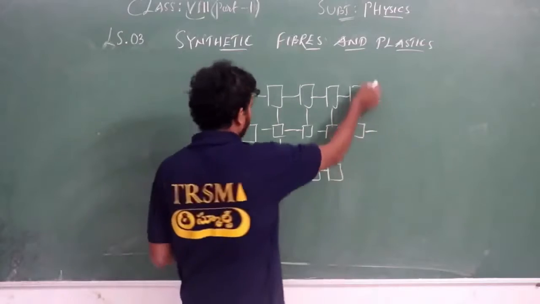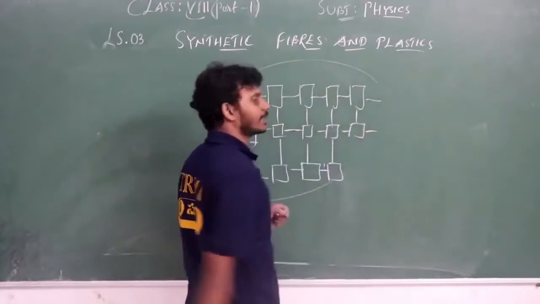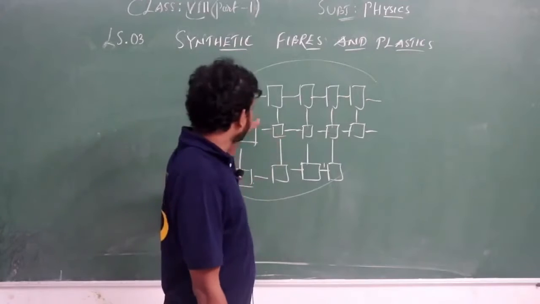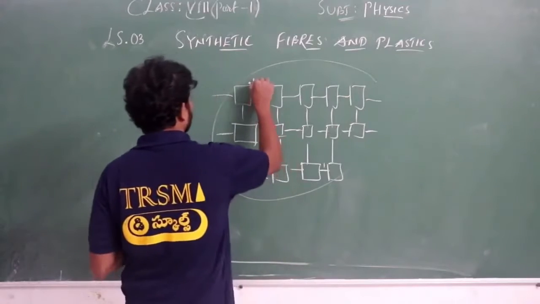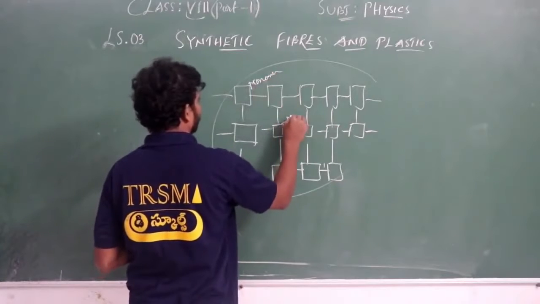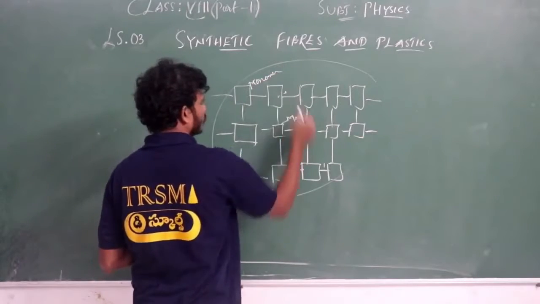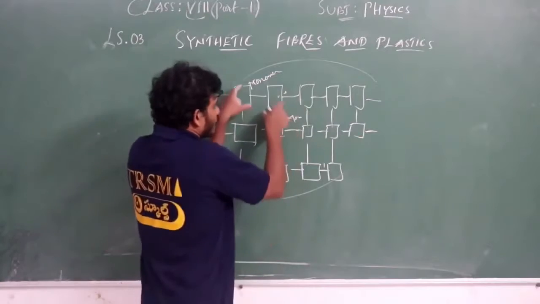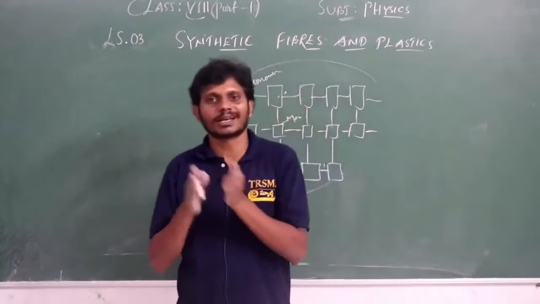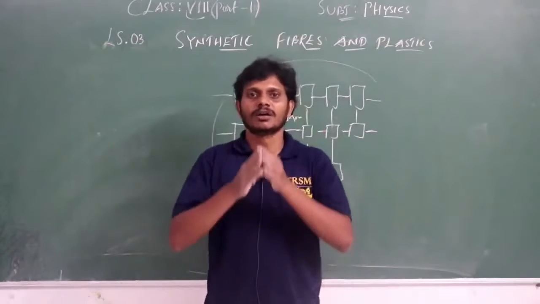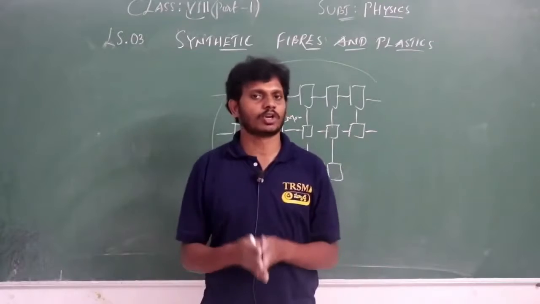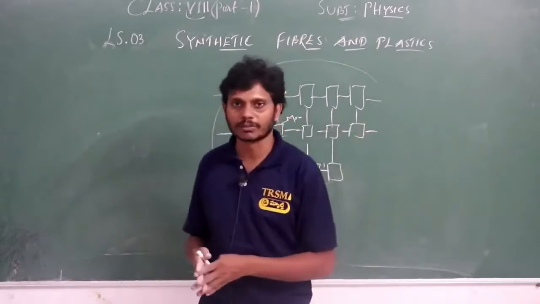So this completely we call a polymer. How can you say it is a polymer? Because each one is a monomer. This is a monomer, this is a monomer, and this is also a monomer. When many monomers combine with each other, it results in the formation of a polymer, a big molecule, a giant molecule. So we call it a polymer.